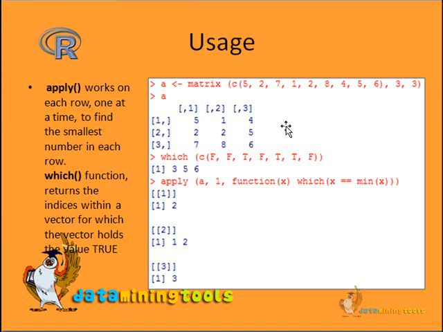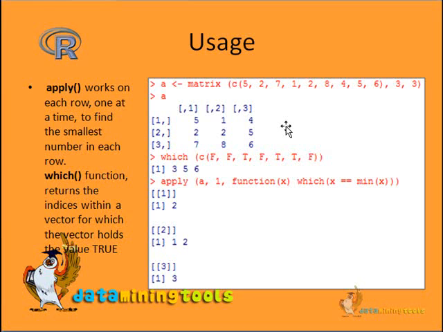Apply works on each row one at a time to find out the smallest number in each row. And there's another function which returns the indices of a vector for which the vector holds the value true. Now, in this example, we make a matrix. We created it with c, and A is a 3 cross 3 matrix. 5 1 4 2 2 5 and 7 8 6 are the elements.